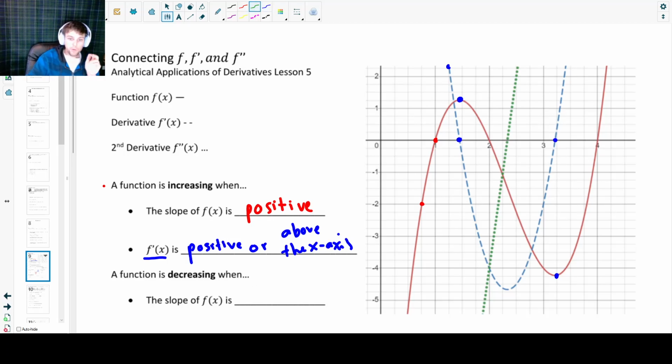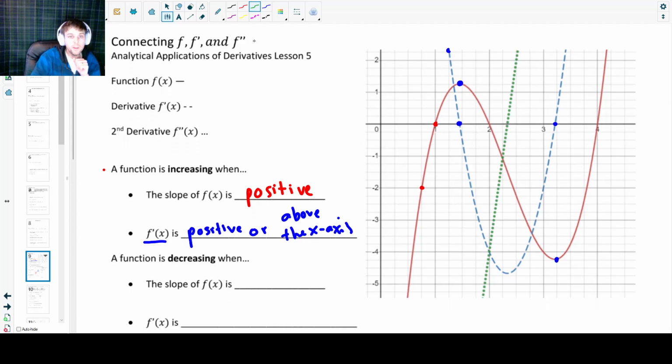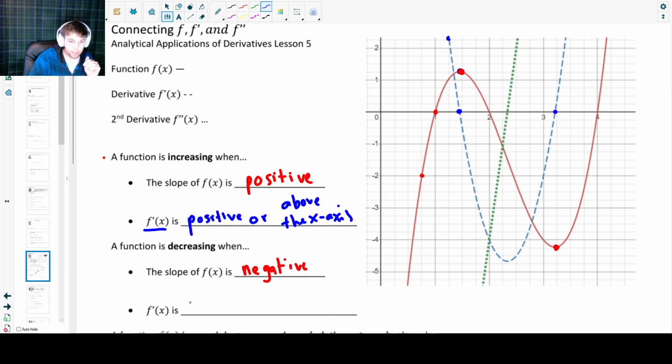All right, now moving on, a function is decreasing when the slope of the function is negative. So we can see our original function here is decreasing in between this point here and this point right here, around 1.5 to maybe 3.25. It's decreasing over that interval. And it's also said to be decreasing when f prime, the derivative, is negative, or below the x-axis.